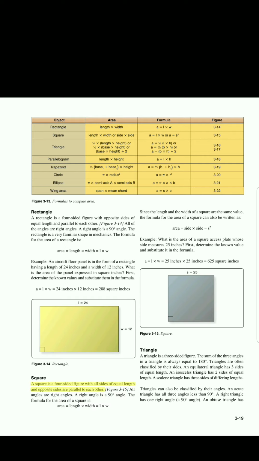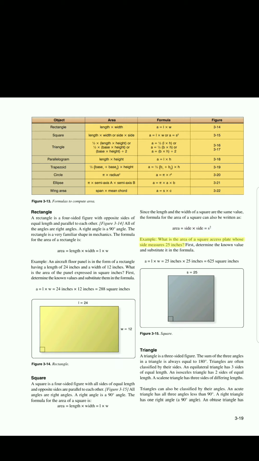Square. A square is a four-sided figure with all sides of equal length and opposite sides are parallel to each other. Figure 3-15. All angles are right angles. A right angle is a 90 degree angle. The formula for the area of a square is area equals length times width equals L times W. Since the length and the width of a square are the same value, the formula for the area of a square can also be written as area equals side times side equals S squared.